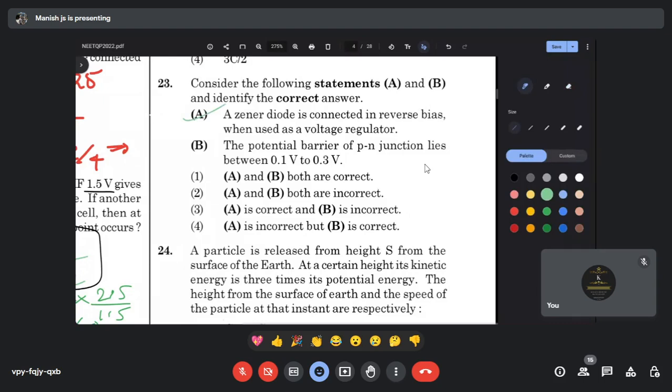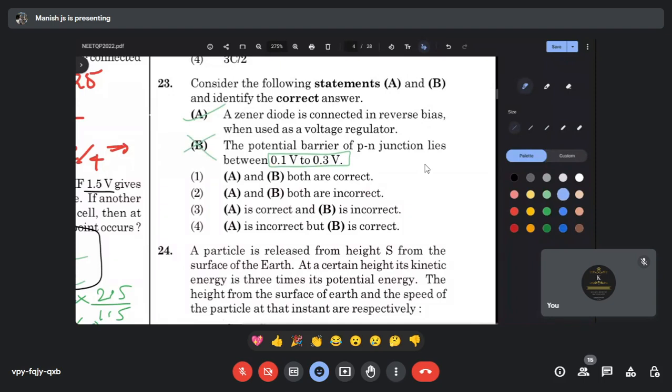Coming to the reason, the potential barrier of a PN junction lies between 0.1 to 0.3 அப்படின்னு சொல்லியிருக்காங்க. So at normal temperature, that is at room temperature, the voltage is going to lie between 0.6 to 0.7. நீங்க வந்து அந்த சிலிக்கன் எடுத்துக்கிட்டீங்க அப்படின்னா it is going to be between 0.6 and 0.7. Germanium பார்த்தீங்கன்னா it's between 0.3 to 0.35. So that is how the PN junction is made. Generally நம்ம சிலிக்கனை தான் நம்ம சொல்லுவோம். So அந்த ரெண்டு ரேஞ்சுக்குள்ள இந்த ரேஞ்ச் வந்து ஃபிட் ஆக மாட்டேங்குது, பொருந்த மாட்டேங்குது. So therefore the reason, the statement B is wrong.